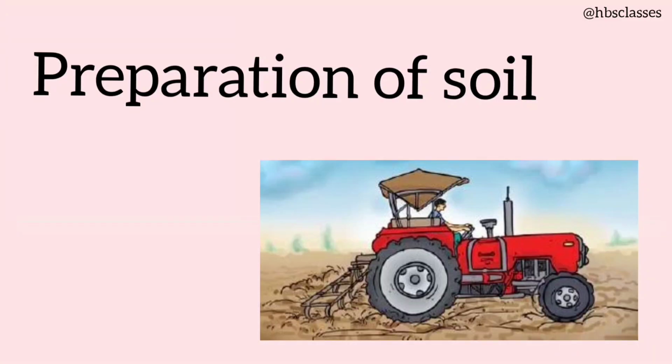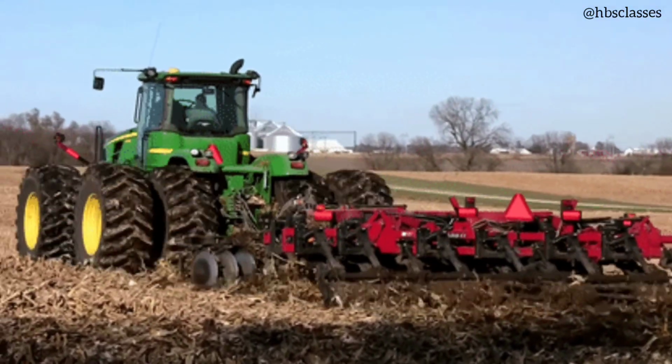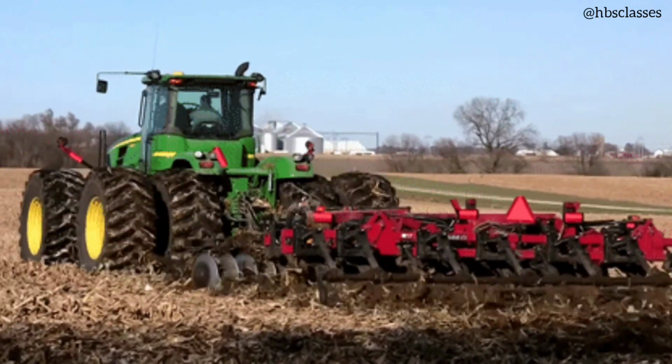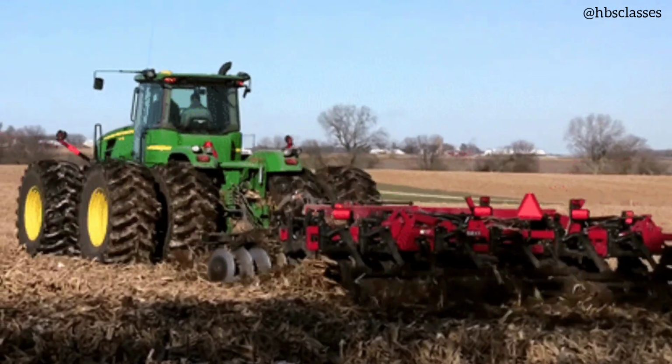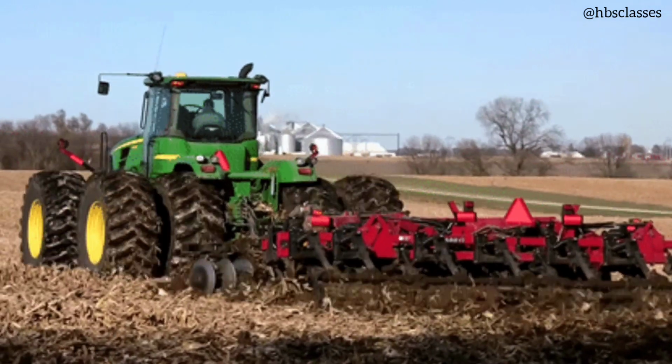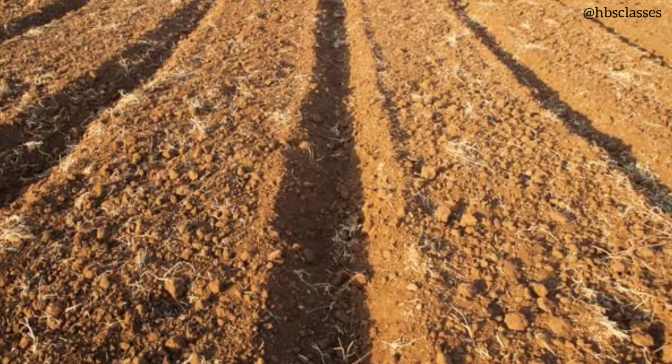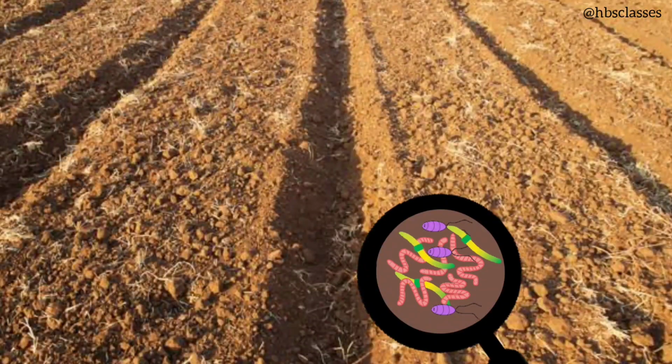It is the first step of growing crops. It involves loosening and turning of soil. Turning and loosening of soil brings the nutrient-rich soil to the top so that plants can use these nutrients. The loosened soil helps in growth of earthworms and microbes in the soil. They further turn and loosen the soil and add humus to it.